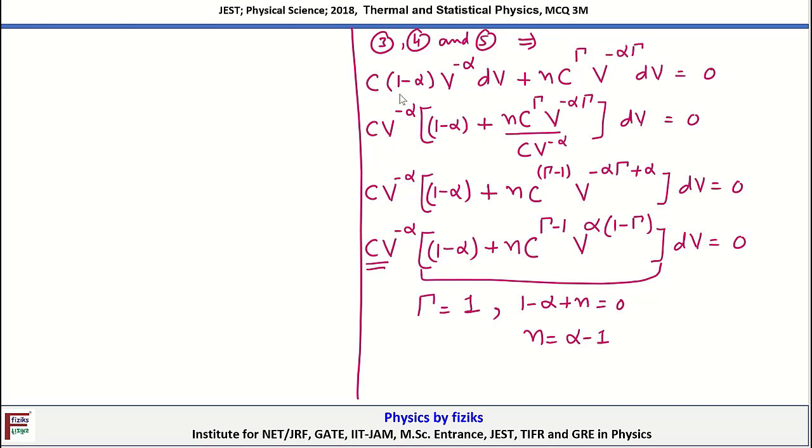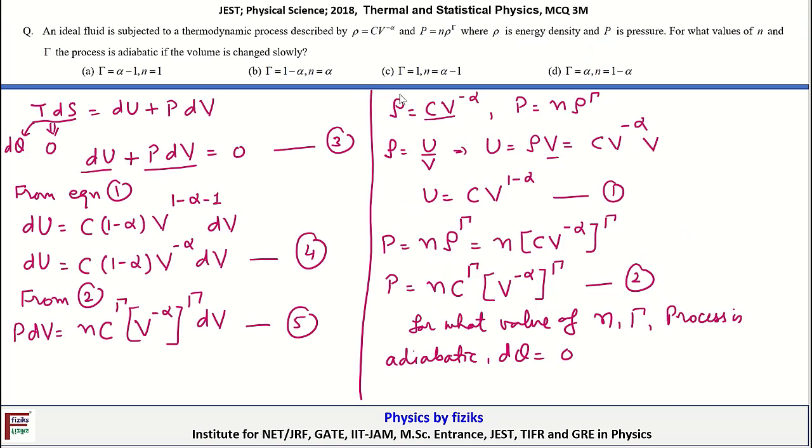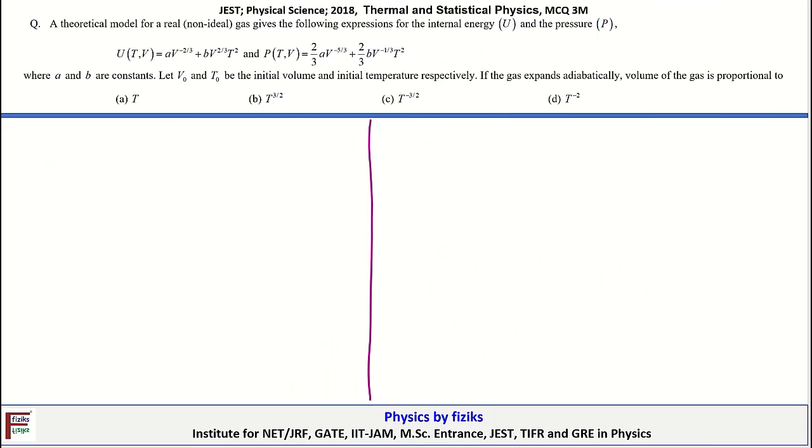Therefore the necessary condition for this process to be adiabatic, that is C, is when gamma is equal to 1 and n is equal to alpha minus 1. So therefore C is the correct option here. So let's take a look at the next problem.